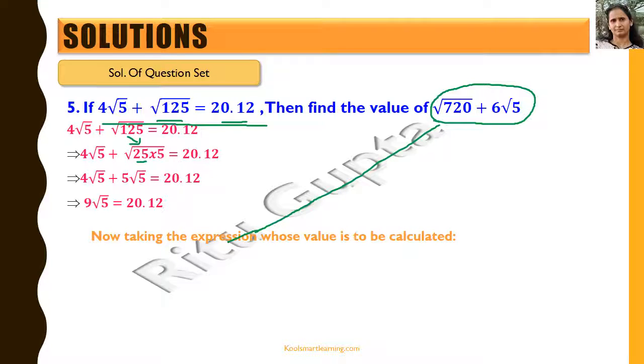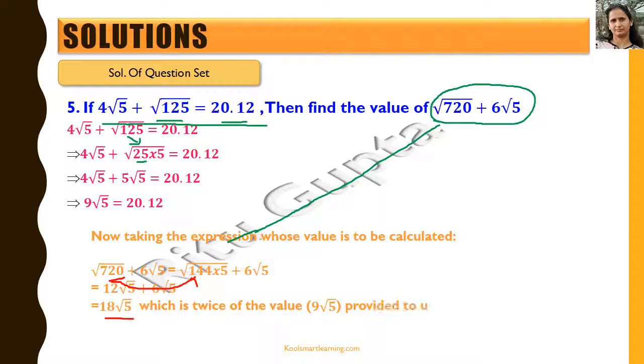Now we take this expression and start evaluating it. So this is the square root of 720 plus 6 root 5. Now 720 can be written as 144 into 5. So now we get the square root of 144 into 5 plus 6 root 5. So the square root of 144 is 12. So we get 12 root 5 plus 6 root 5. That is nothing but 18 root 5. Now we know that 18 root 5 is just double of the given value, which was 9 root 5, and that is 20.12 multiplied by 2, so that we get 40.24.